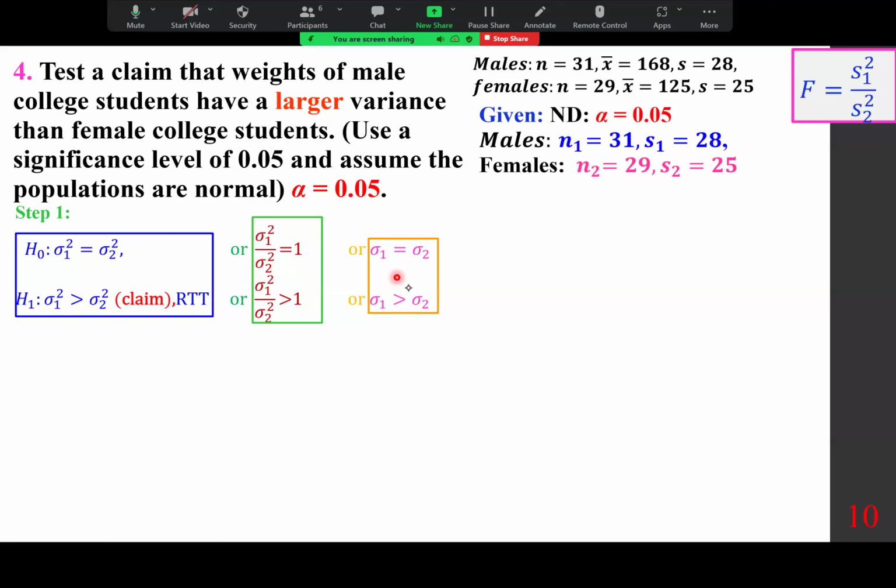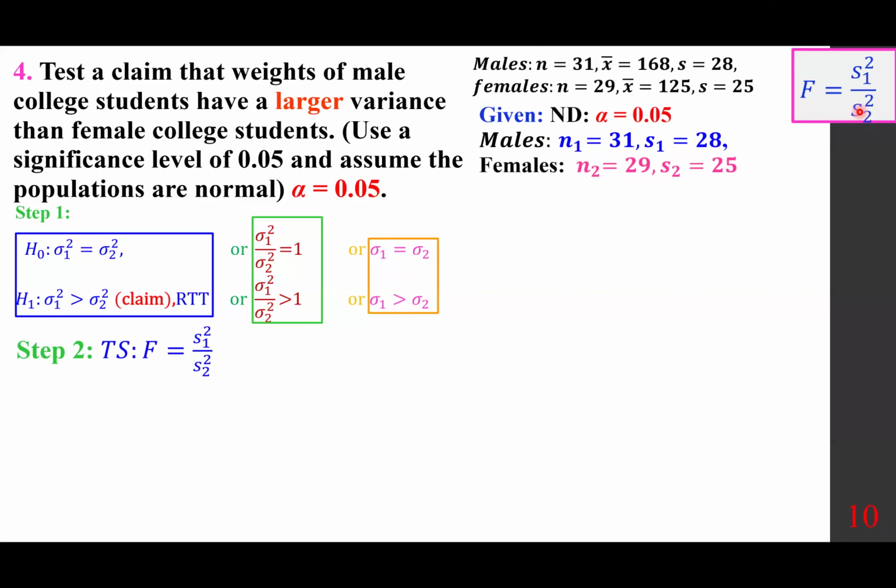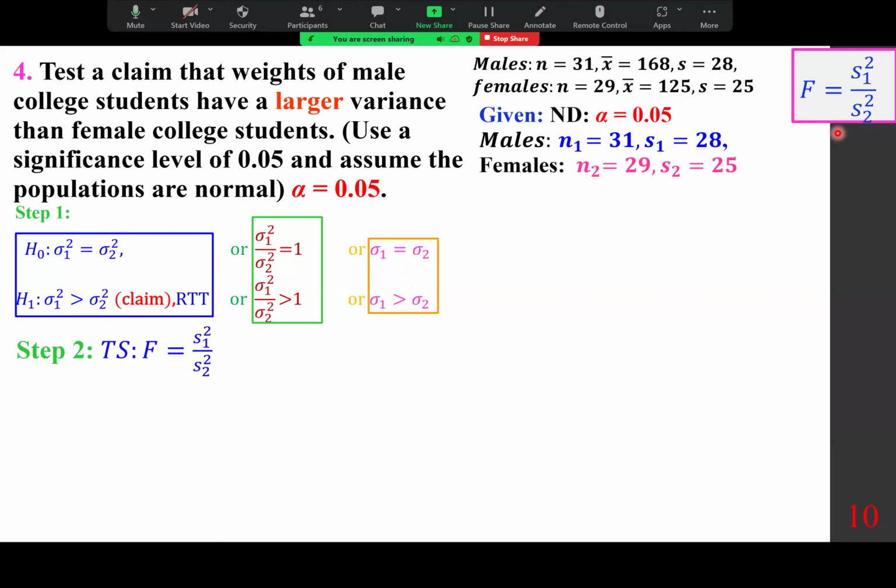Now, the test statistic is very simple. S1 squared over S2 squared. And it must be positive. That's why we go with the first group having a larger value. If this number is less than 1, you've made a mistake. Make sure you choose the larger one at the top. So 28 squared over 25 squared, and that gives you 1.2544.